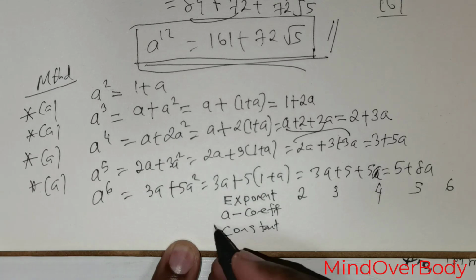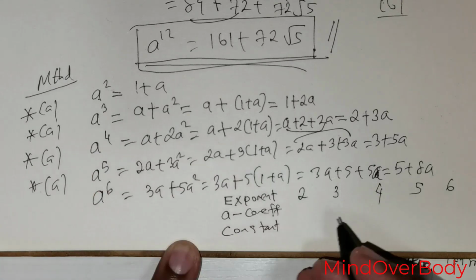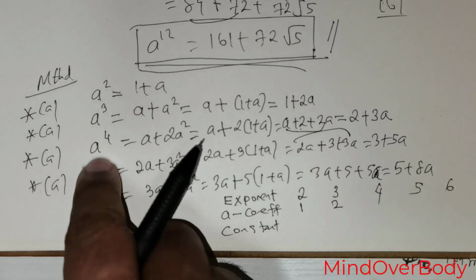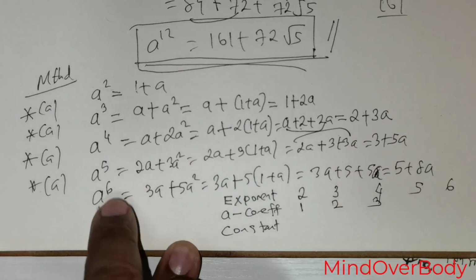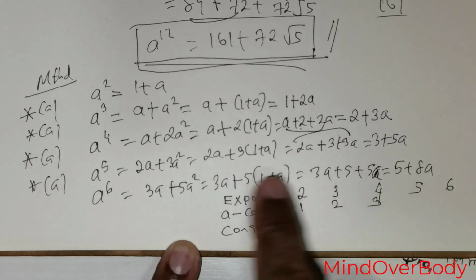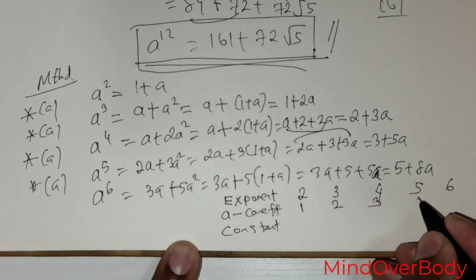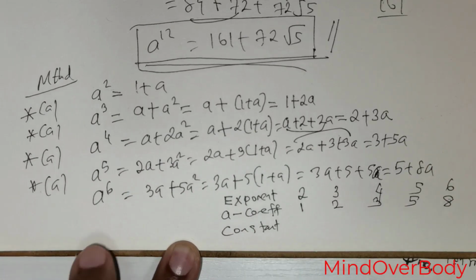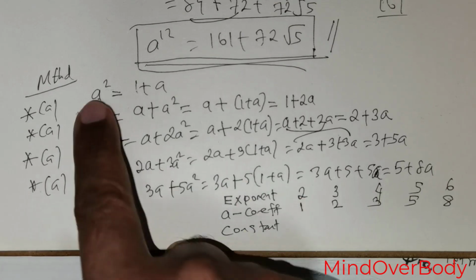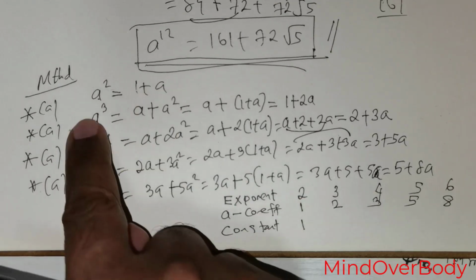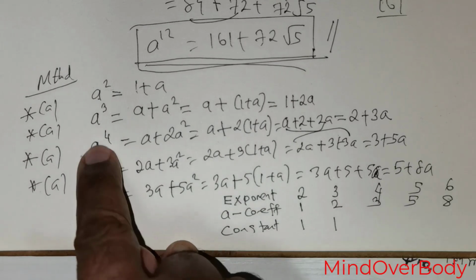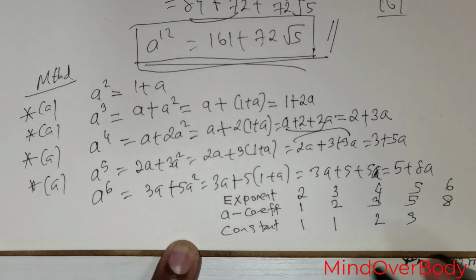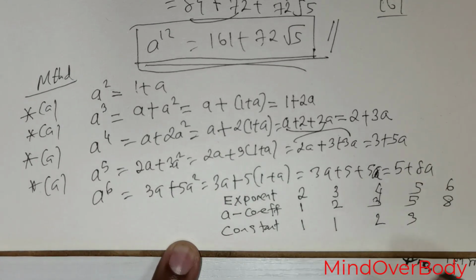Now find out the coefficient of a. In degree 2 it is 1. In degree 3 it is 2. In degree 4 it is 3. In degree 5 it is 5. In degree 6 it is 8. Now find out the constant term. In degree 2 the constant is 1. In degree 3 the constant is 1. In degree 4 the constant is 2. In degree 5 the constant is 3. In degree 6 the constant is 5.